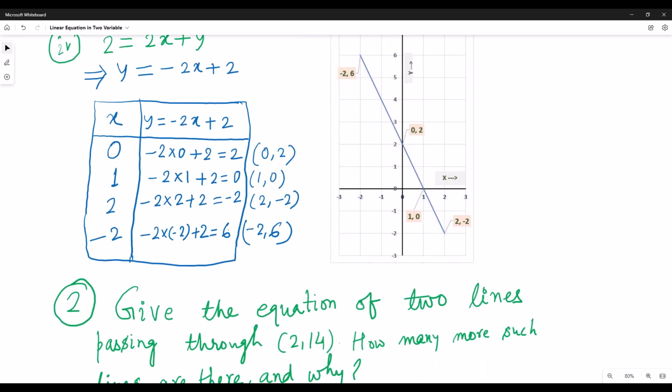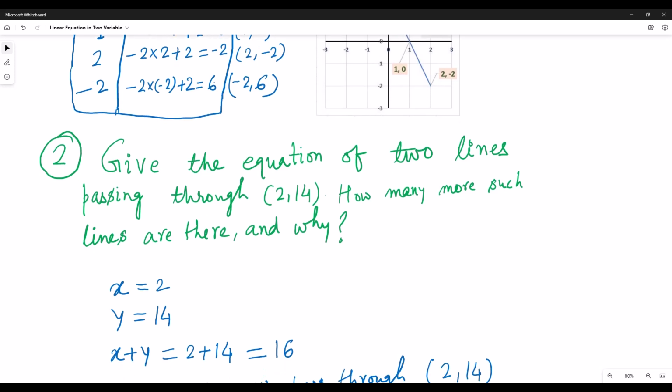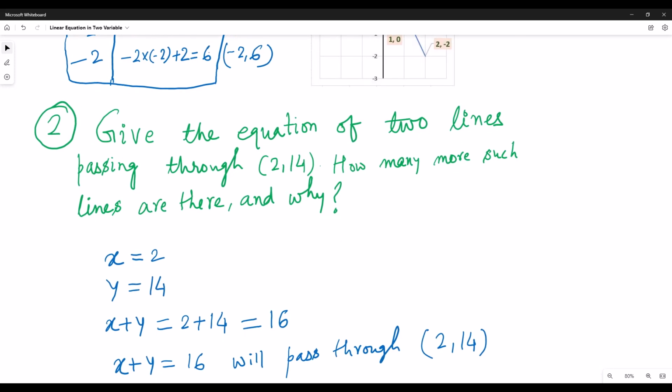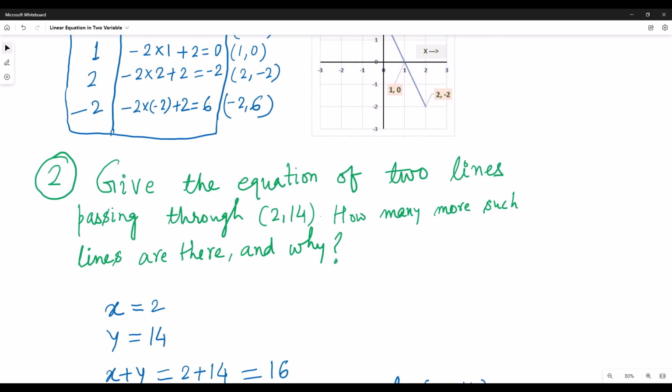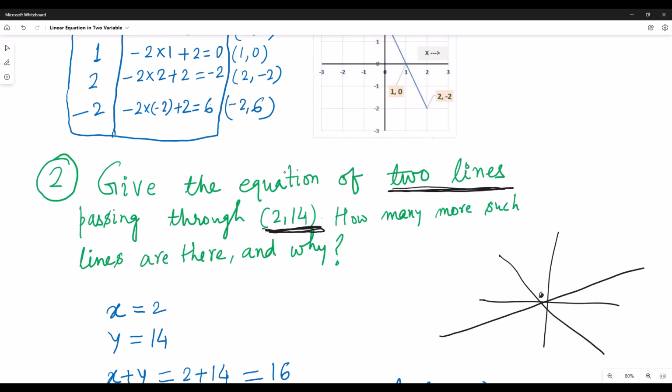points on the graph. Give the equation of two lines passing through (2, 14). How many more such lines are there, and why? So we have been given 1 point, and through that 1 point we have to give the equation of two lines. So through 1 point, how many lines can pass? Through 1 point, infinite number of lines can pass.